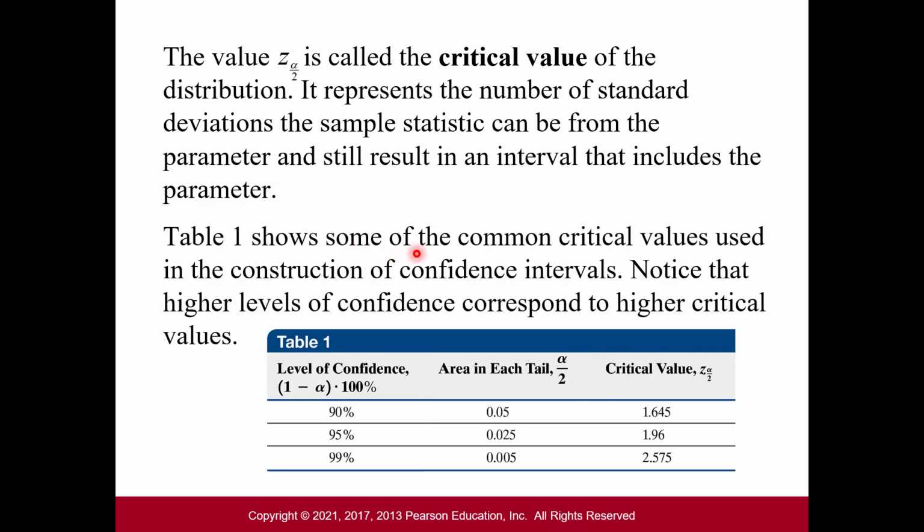So here's a table that shows some of the common critical values used in the construction of confidence intervals. Notice the higher levels of confidence correspond to higher critical values. So like 95%, each end of the tail under your curve here is 0.025, which is 2.5%, and the corresponding critical value for that would be 1.96. For 99% confidence level, we have each area under the tail to be 0.005, which is 0.5%, so a very small number. And here's the corresponding critical value.